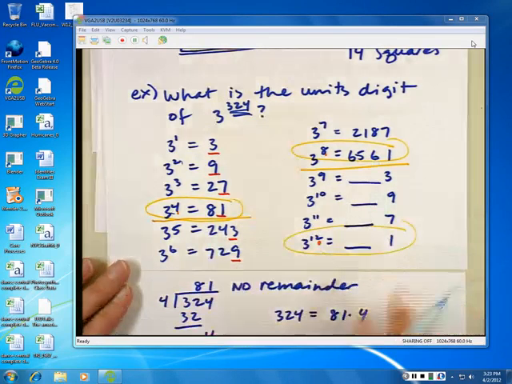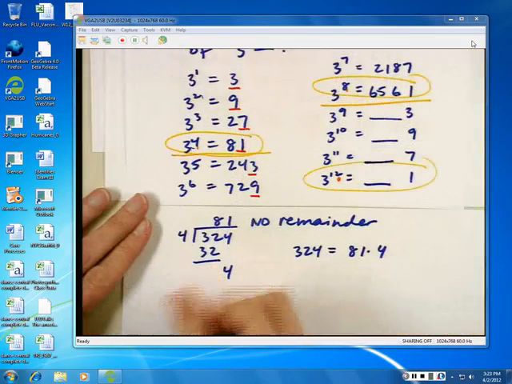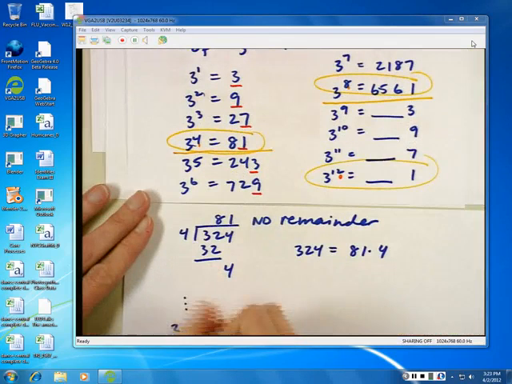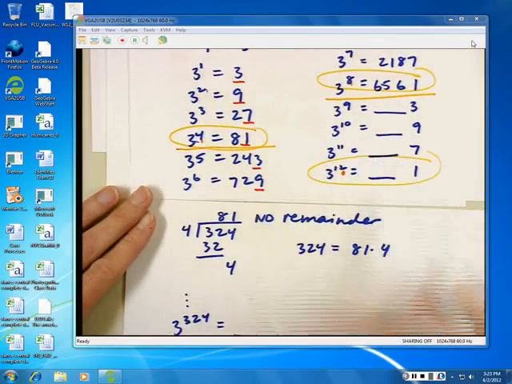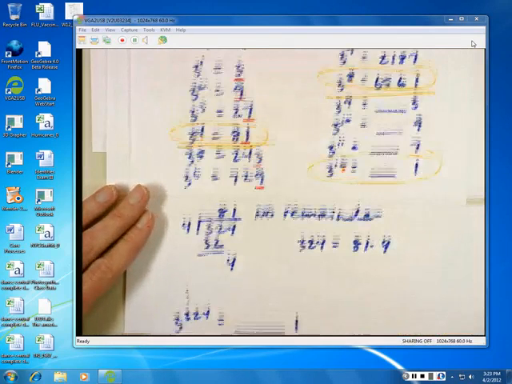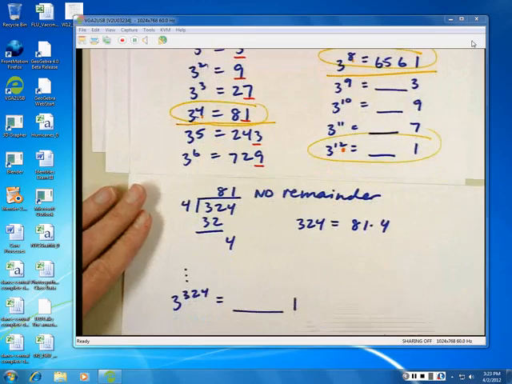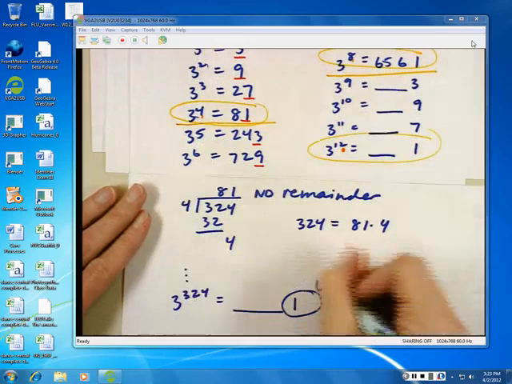So if I were to put in my list, in my pattern, 3 to the 324th, it would be one of the ones that I've circled there because it's a multiple of 4, and I know that those are then going to end in 1. So whatever that huge number is, the units digit is 1.